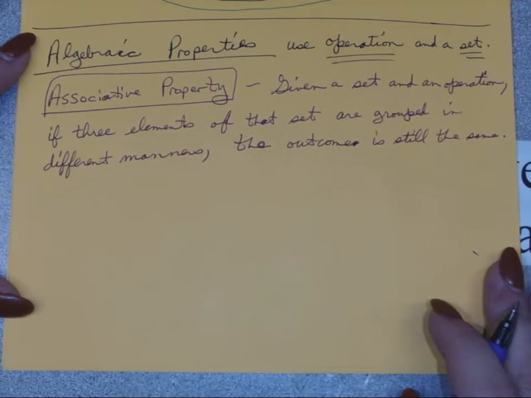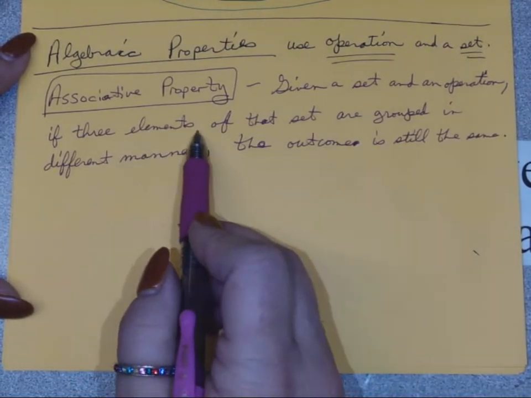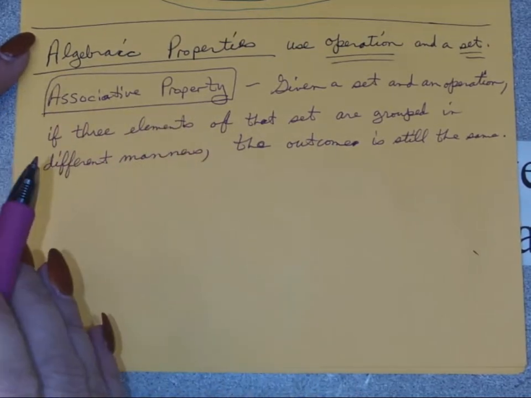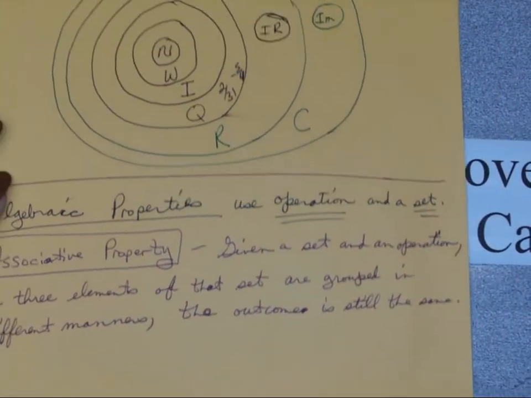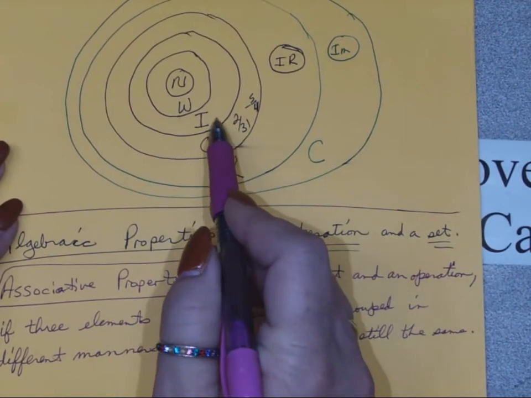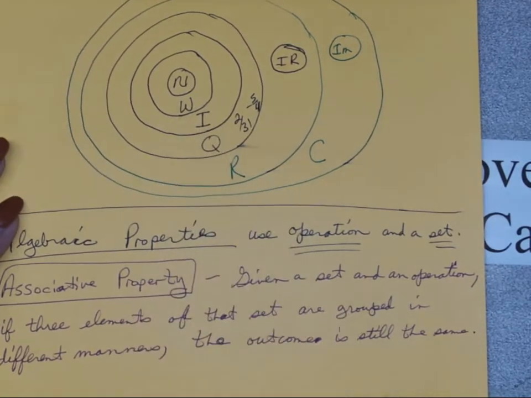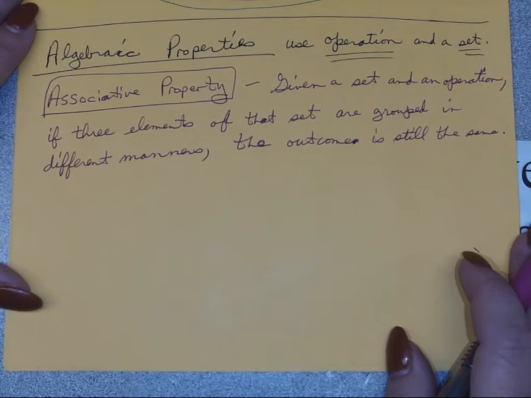It doesn't matter. Okay, and here's the notation for that. First of all, let's talk about this word elements. Elements means something that is inside of that group. For instance, some elements of integers could be -5, +3, 0. Those are all elements of that set.